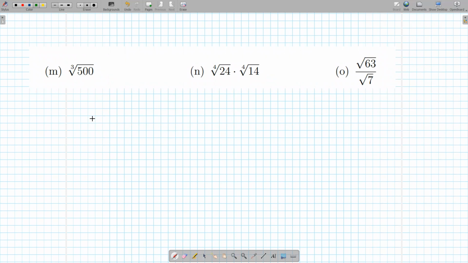All right, let's look at this. Again, cube root of 500, okay? And I'm going to give them to you again. So 2 cubed is 8, it's too small. 3 cubed is 27. 5 cubed is 125. How do we simplify this? It's going to be one of these numbers times something. One of these guys.